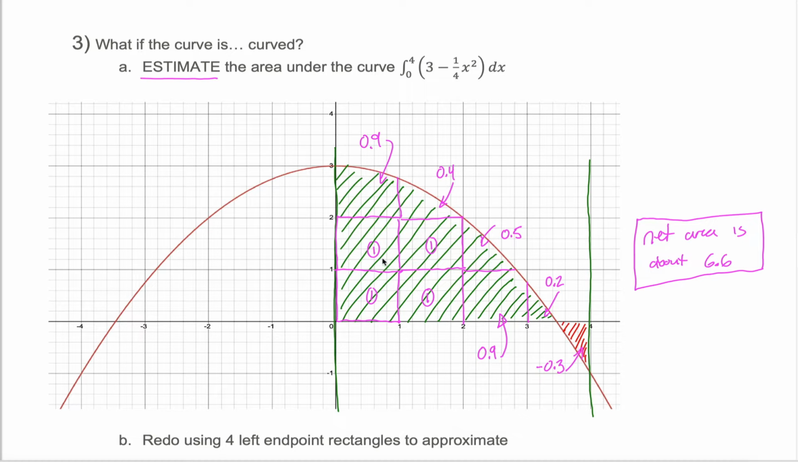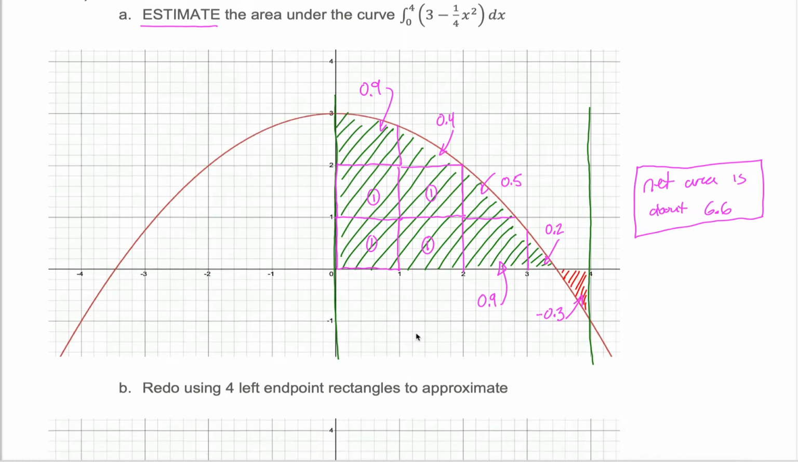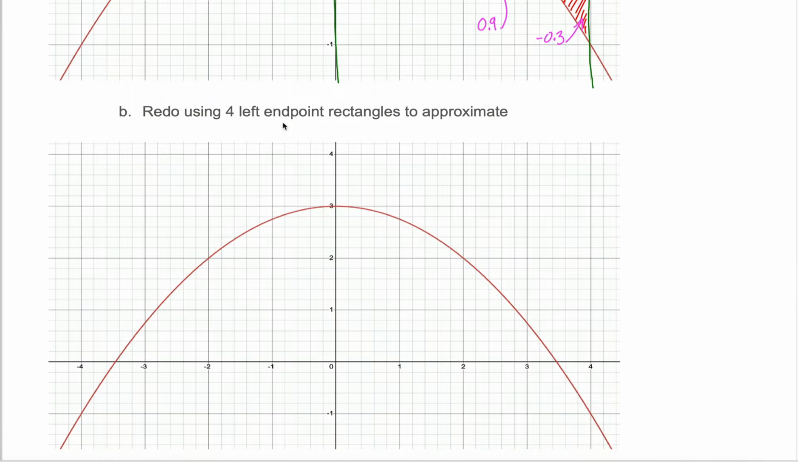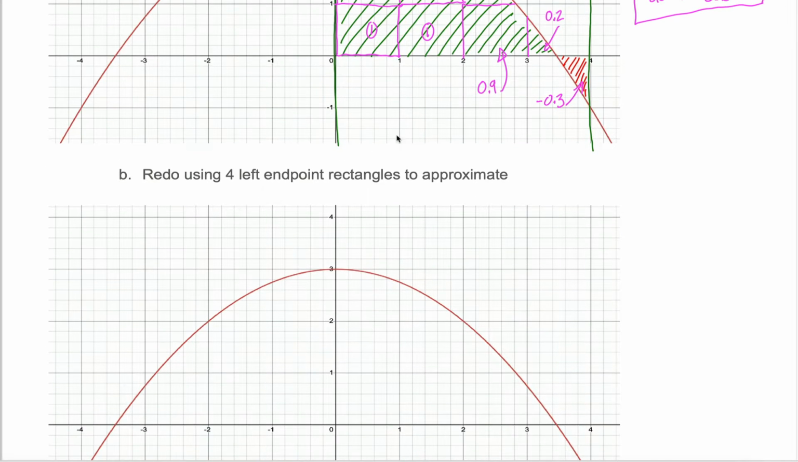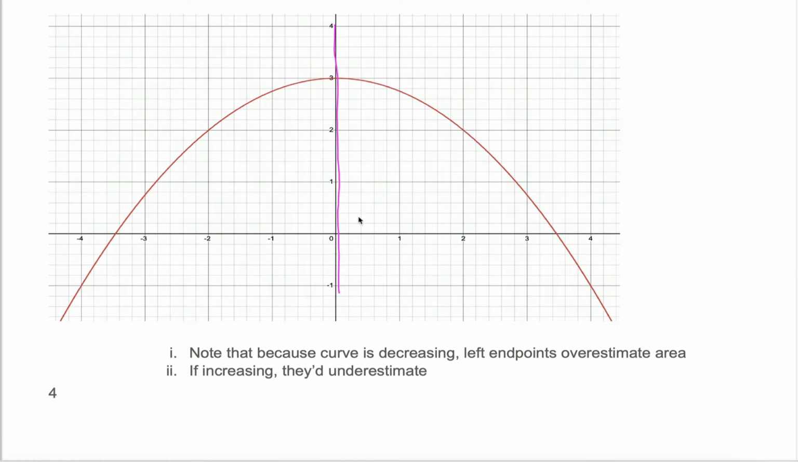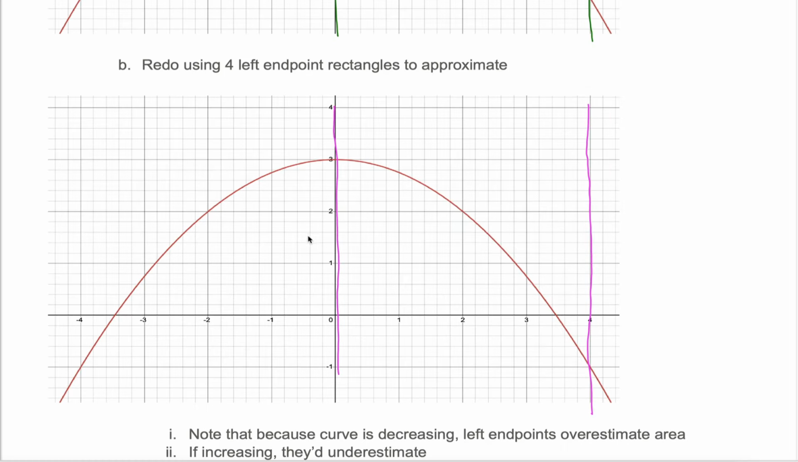Doing this just kind of ballpark counting up squares got us about 6.6. But maybe a better way to do this is using left endpoint rectangles. What am I talking about, left endpoint rectangles? Well, remember, we want the area from 0 to 4. Here's where x equals 0, and here is where x equals 4. So the horizontal distance that I want to cover with my rectangles is 4, right? It goes from 0 to 4. And because I'm going to put exactly 4 rectangles in there, it makes sense that the width of each rectangle will be exactly 1 in order for them to fit in there.